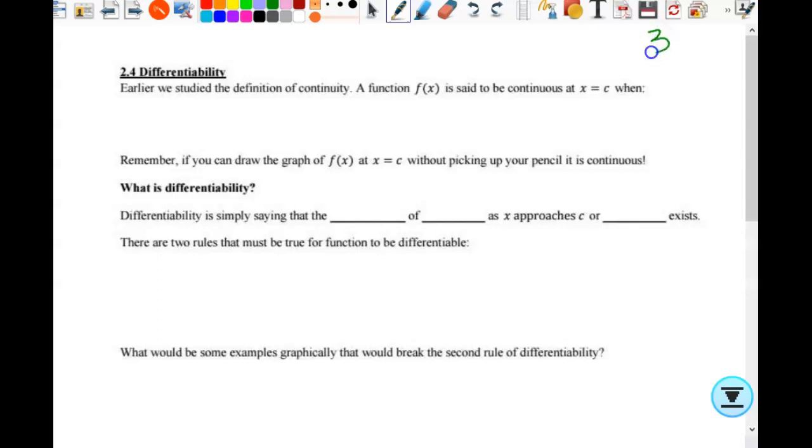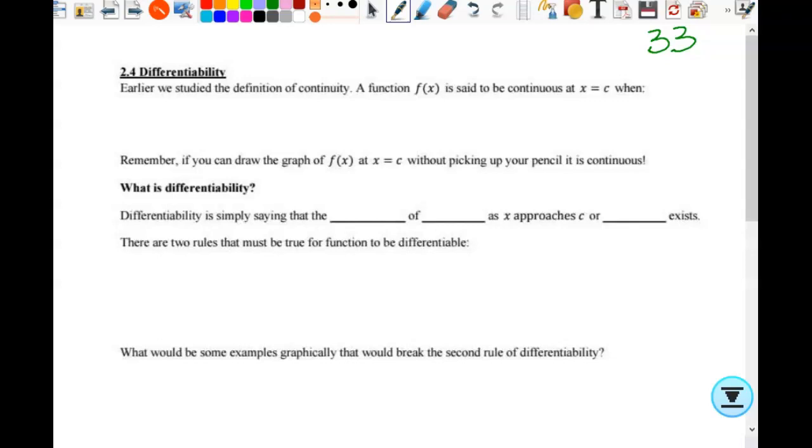Is going on page 33. When we're done, we're going to talk about differentiability. So let's talk about some words. Differentiability is being differentiable, which goes along with differentiation, which all has to do with derivatives.